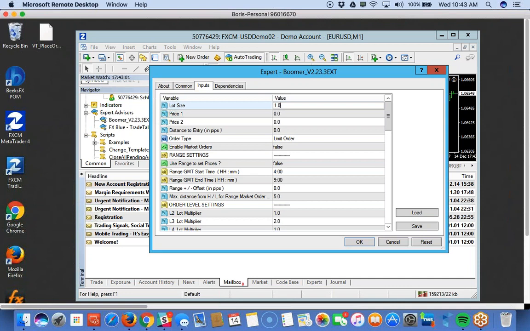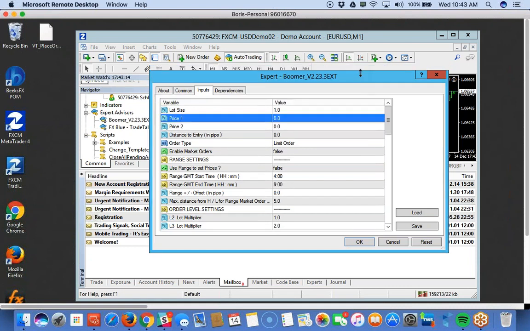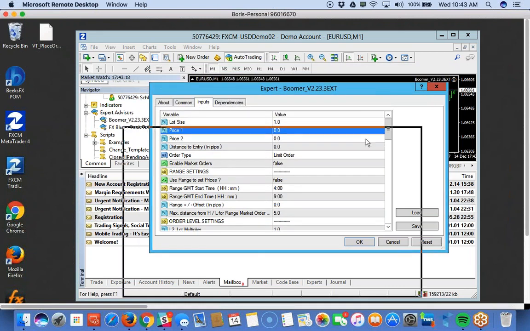So this is a demo account, so I'm going to trade large size, right? Price one, price two basically tells you that you can set two levels. Let's say I want to set a Boomer short. So let's just look at where we are. Sorry, bear with me. I want to bring this down.